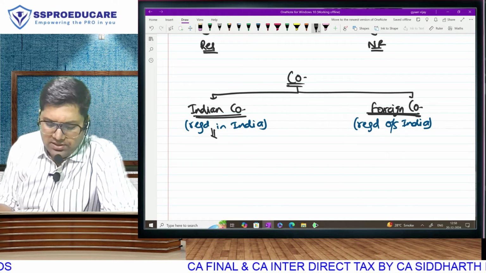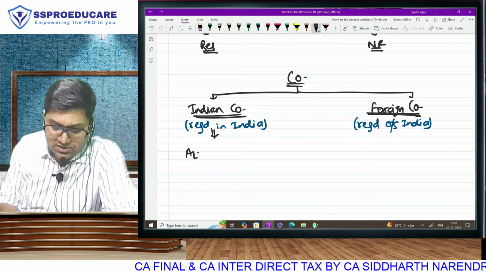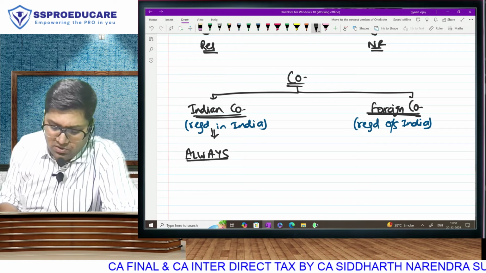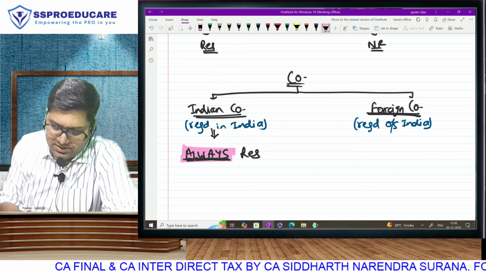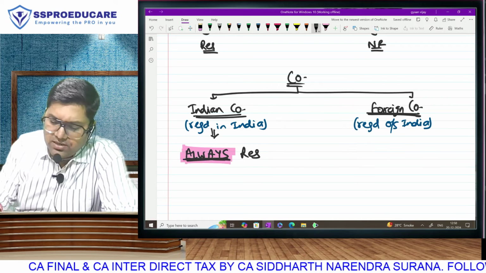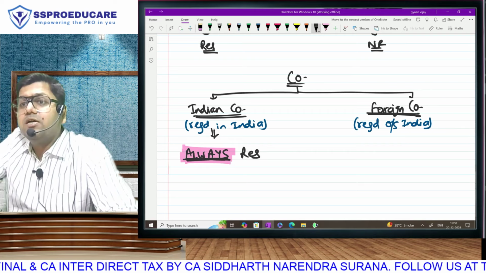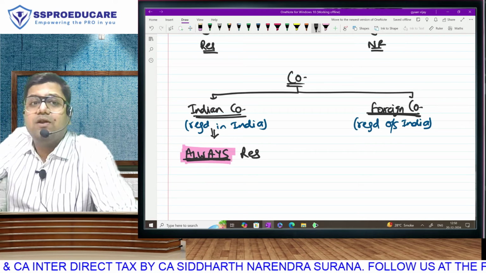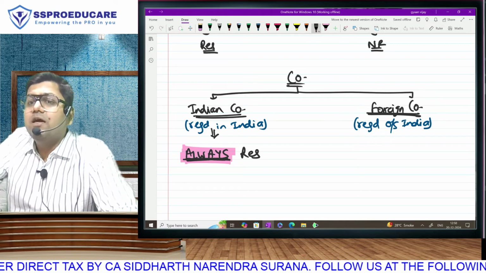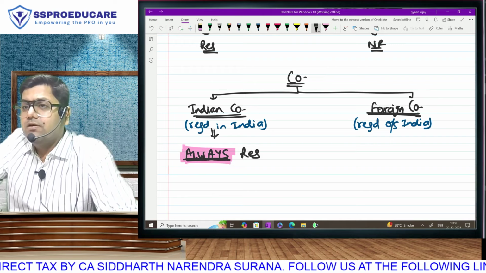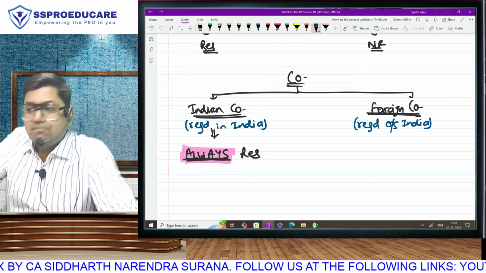If your company is an Indian company, ladies and gentlemen, boys and girls, it is always resident, irrespective of anything, irrespective of where the chairman stays, irrespective of decision making, irrespective of place of office, irrespective of place of business. Indian company: Reliance Industries Limited, Tata Consultancy Services, Infosys Limited, or my companies.